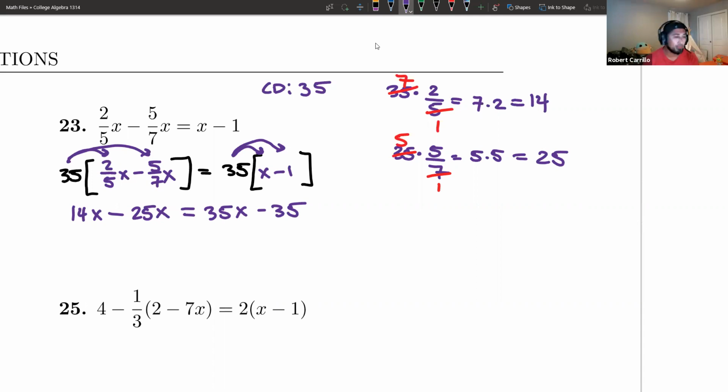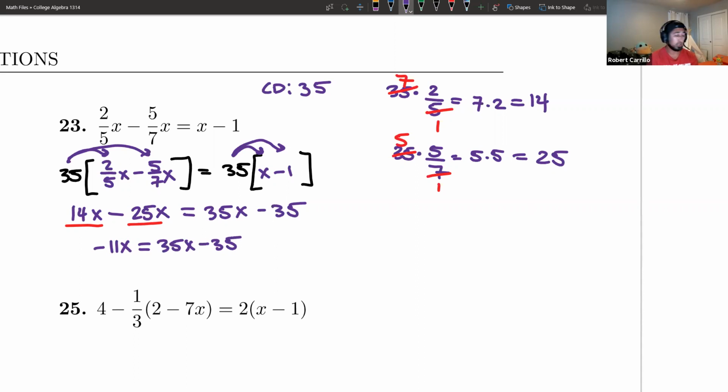Okay. Now, of course, we still have to clean up. So on the left side, we have our common terms, 14x and negative 25. On the right side, we don't have anything. That's 35x and 35. They don't have anything in common. Okay, so 14x minus 25x gives me negative 11x equal to 35x minus 35.